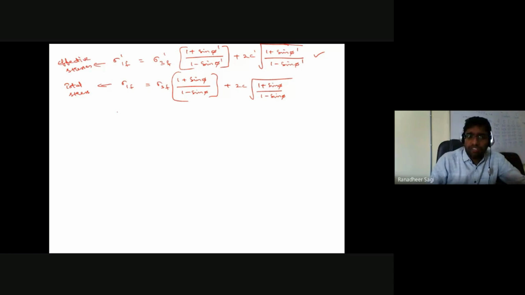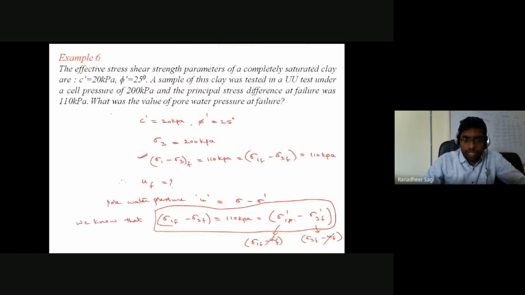Why? Because if I can calculate in terms of total stress, the deviator stress relation I know. Pore water pressure is nothing but total stress minus the corresponding effective stress. I know what my sigma 3 value is in terms of the total stress related to the failure of the soil sample. And if I can calculate the effective stress sigma 3 dash at the failure of the soil sample, then the pore water pressure in the soil sample is nothing but sigma 3 at failure minus sigma 3 dash at failure.